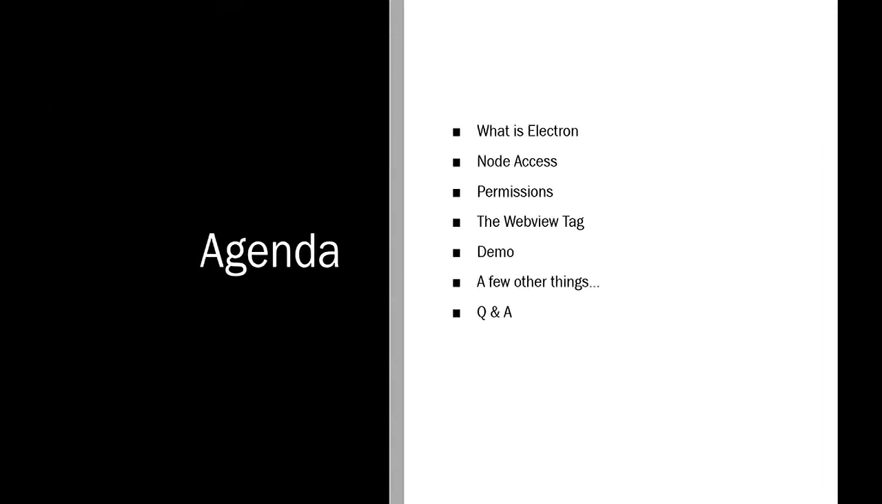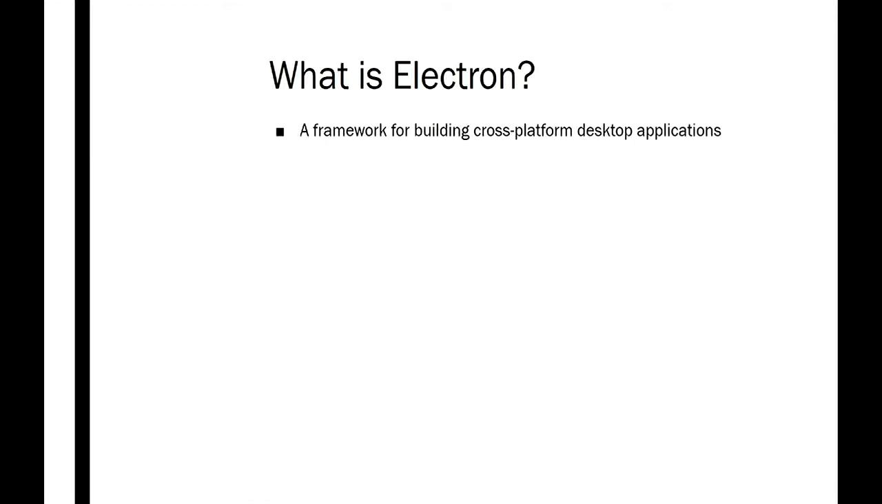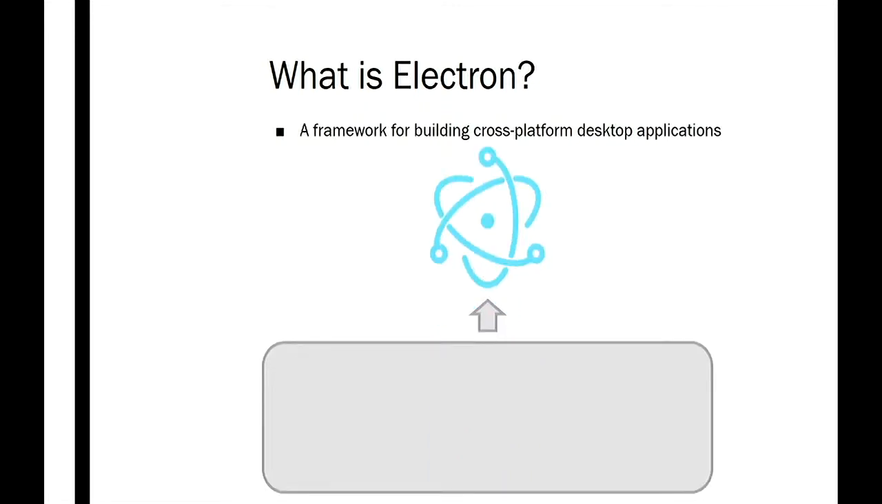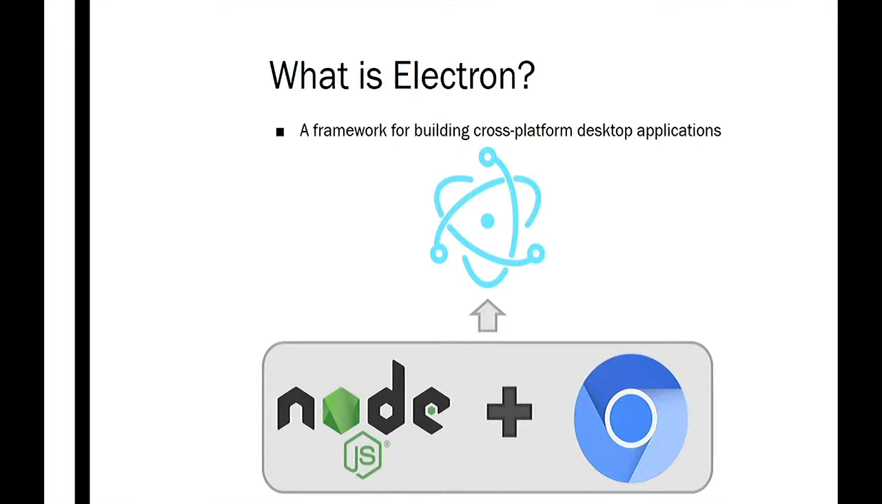All right, so what is Electron, right? It's a framework for building cross-platform desktop applications. So it's actually sort of a mixture, or it uses Node.js and Chromium to achieve that. So it's sort of built on top of Node.js for functionality and uses Chromium to render the pages and such. So it's a bit of both.